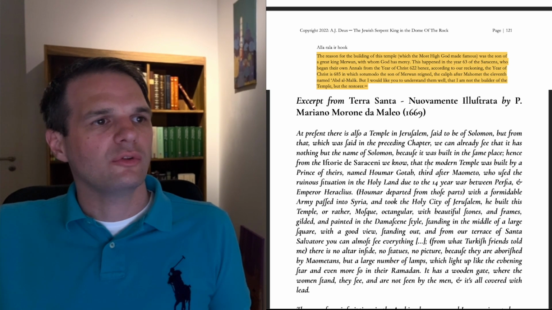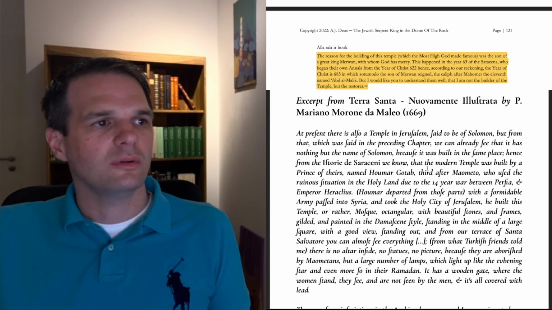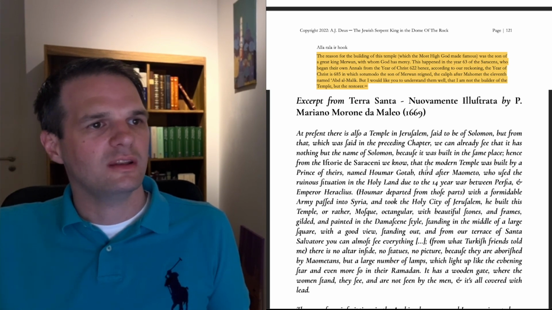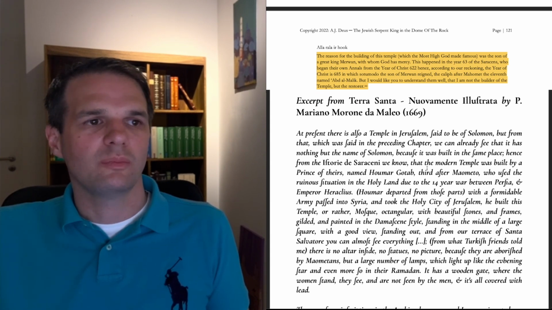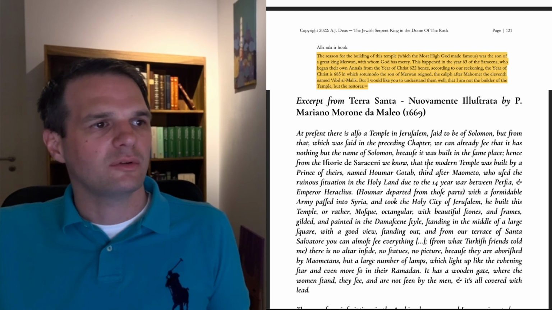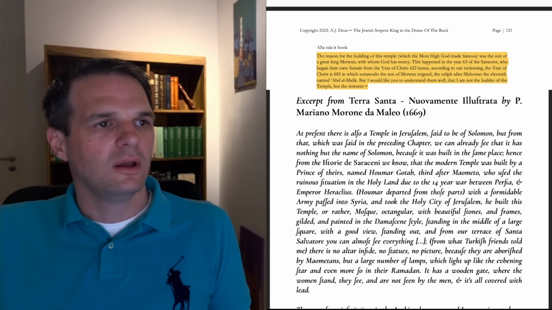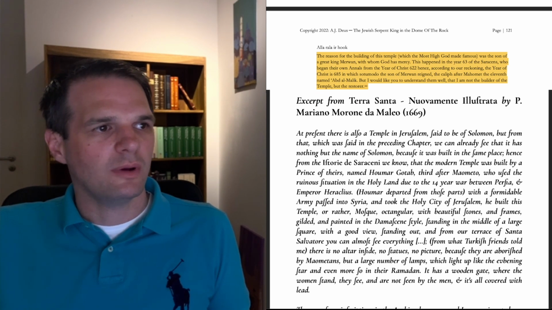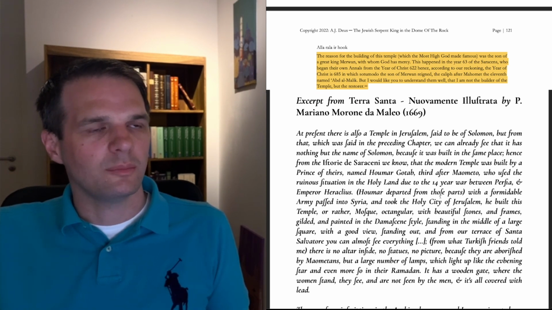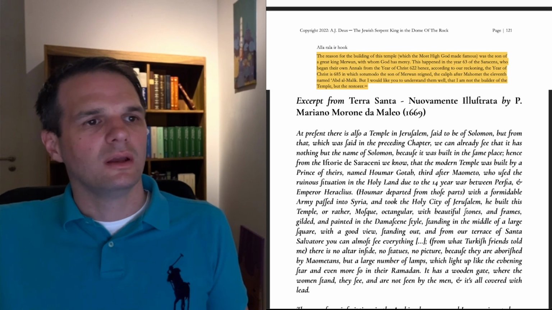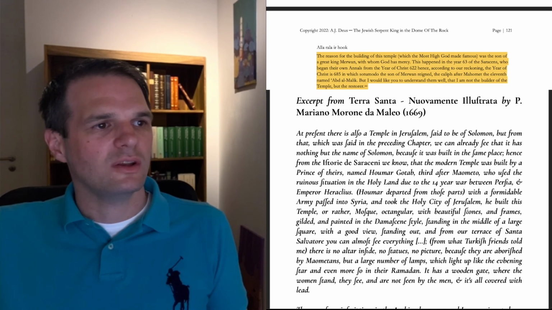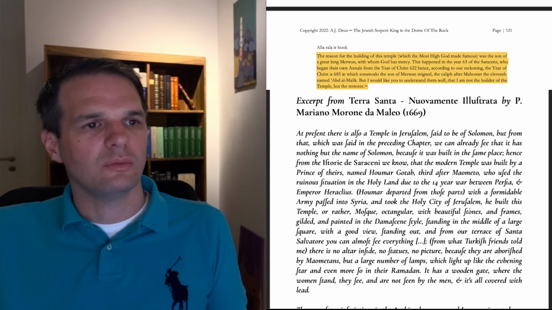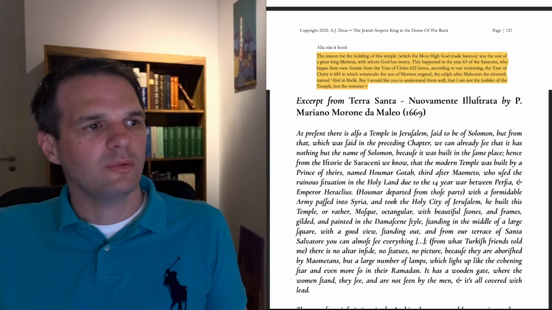At present, there is also a temple in Jerusalem said to be of Solomon, but from that which was said in the preceding chapter, we can already see that it has nothing but the name of Solomon, because it was built in the same place. Hence, from the Storia de Saraceni, we know that the modern temple was built by a prince of theirs named Humar Gottab, third after Maometto, who used the ruinous situation in the Holy Land due to the 14-year war between Persia and Emperor Heraclius. Umar departed from those parts with a formidable army, passed into Syria, and took the holy city of Jerusalem.